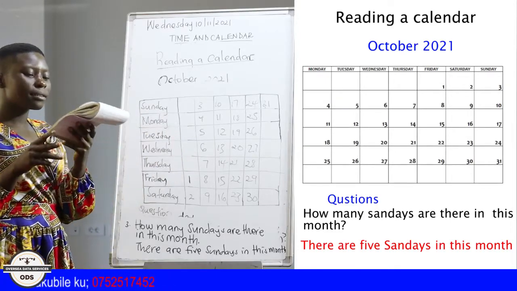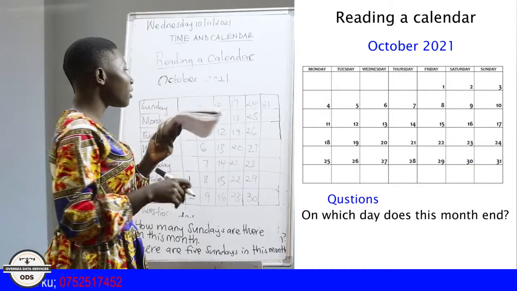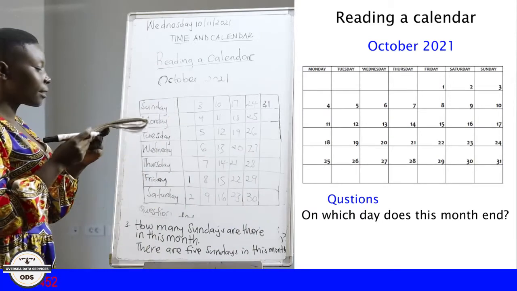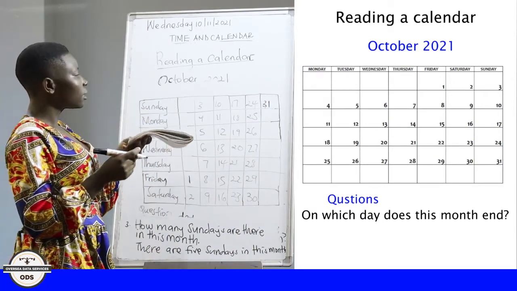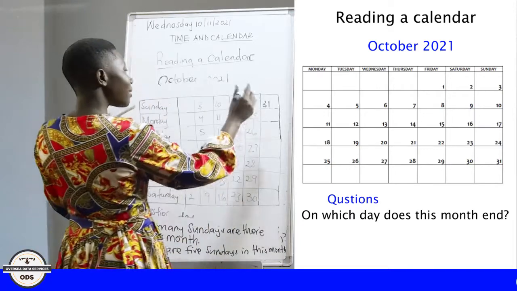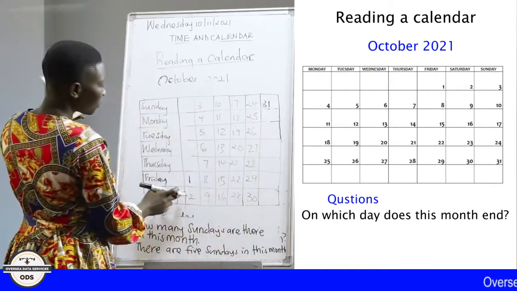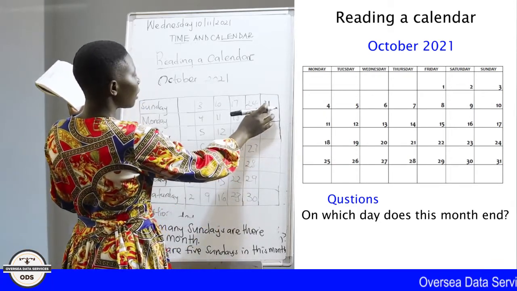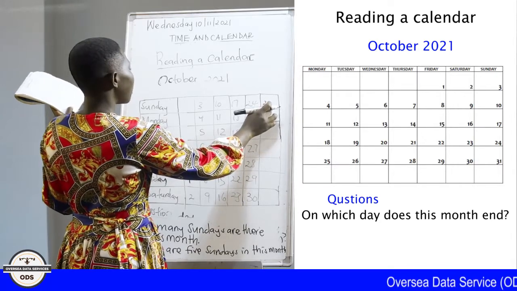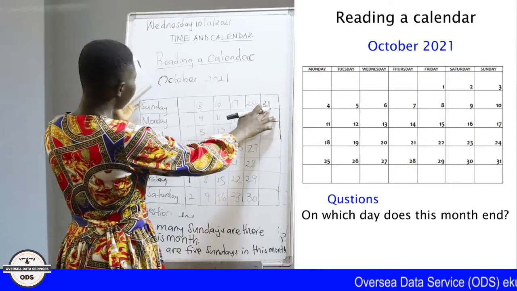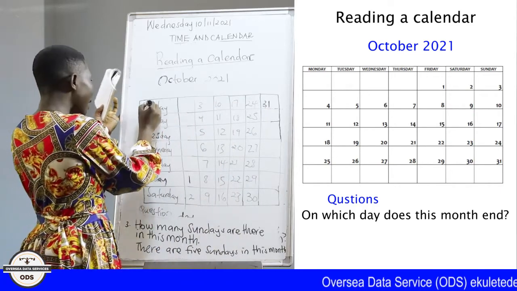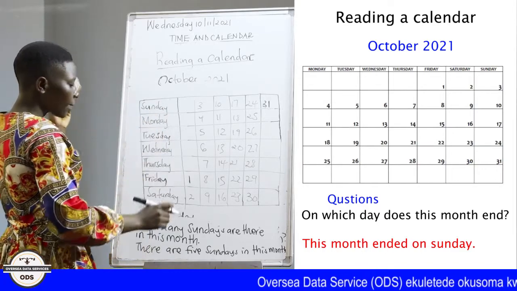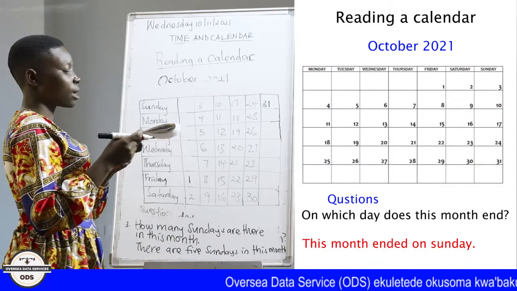Okay. On which day does this month end? They are asking, on which day does this month end? You count, then the last day you follow. For example, if we count 30th and 31st is our last day, which means that this month ended on Sunday. Okay, that is how you can answer that.